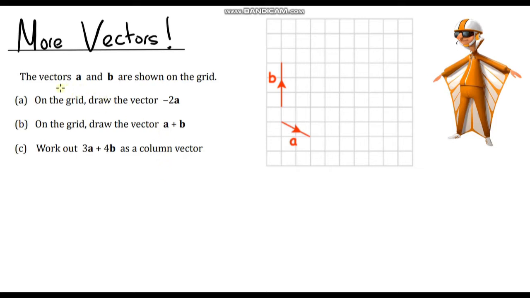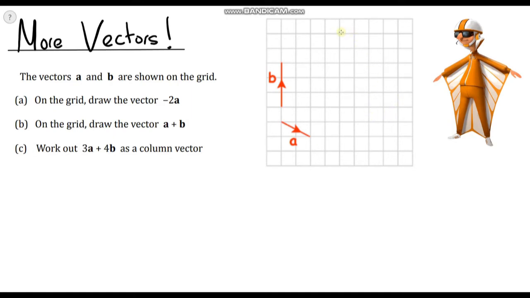Okay, so over here it says the vectors A and B are shown on the grid, which we can see here. On the grid, draw the vector negative 2a. Well, this is the vector A. Now, if we were to draw the vector 2a, we would know it would go in exactly the same direction. It would just be twice the magnitude, so it would extend the line twice as far. But because it's negative 2, it's going to go in the opposite direction. So we're going to draw a vector that goes in the opposite direction to A and that is twice as long. So remember, with vectors, the position doesn't matter, so I could do it anywhere really.